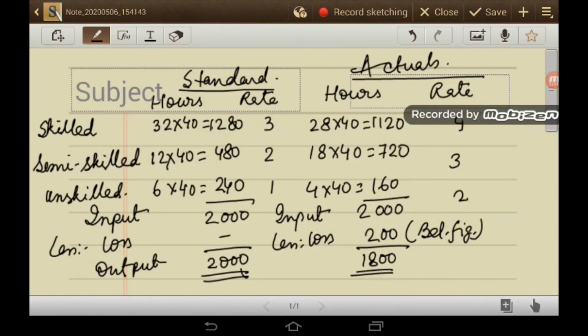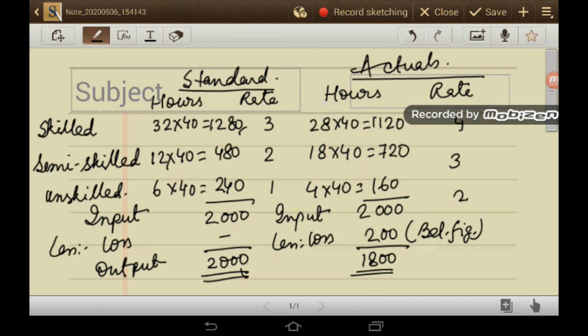I have presented the data which is given in the question in this table. Let me explain how I have presented the data in this table. Now there are three types of workers working. One is skilled, the other one is semi-skilled, and the third is unskilled. Now consider the standard column. It is expected that 32 workers will work for 40 hours. So this will give 1280 hours. So standard hours they are going to produce.